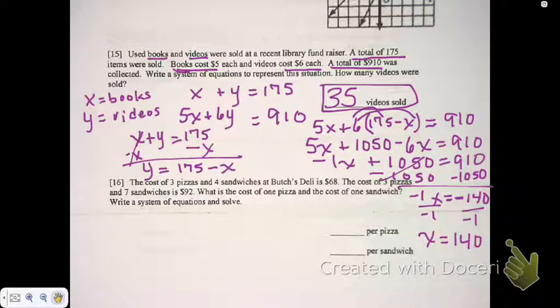Okay? All right, so I'm going to help you set up the two equations on the next one, but I'm going to let you all solve them. Okay? So it says the cost of 3 pizzas and 4 sandwiches at Butch's Deli is $68. The cost of 3 pizzas and 7 sandwiches is $92. What is the cost of 1 pizza and the cost of 1 sandwich? Write a system and solve. All right, so I need 2 variables. What variables we want to use? X and Y. Okay, so what's X going to represent? Pizzas. Okay. What's Y going to represent?